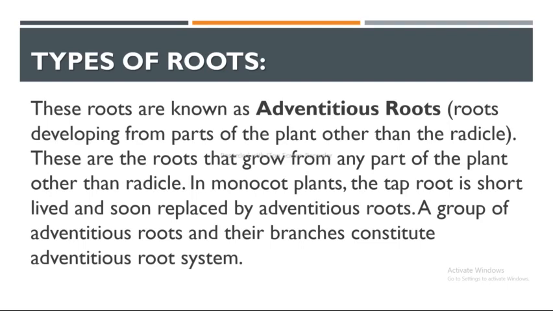Which means the roots developing from parts of the plant other than the radicle. These are the roots that grow from any part of the plant other than the radicle. In monocot plants, the taproot is short-lived and soon replaced by the adventitious roots. A group of adventitious roots and their branches constitute a system which is known as the adventitious root system.